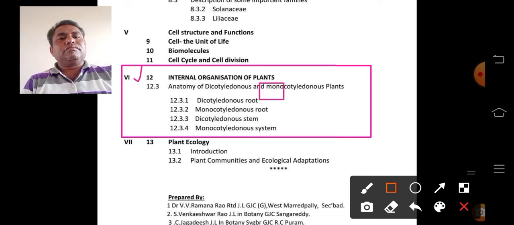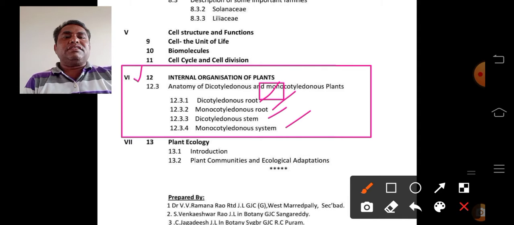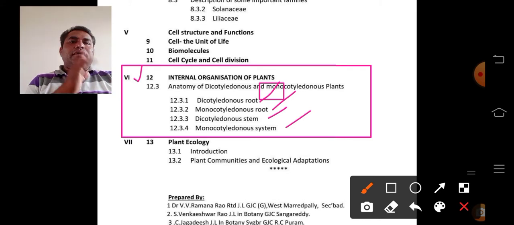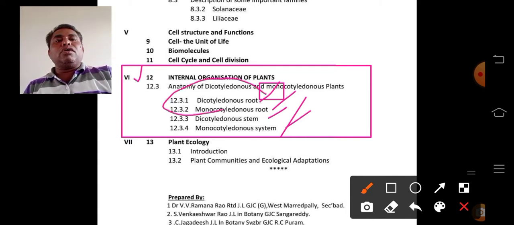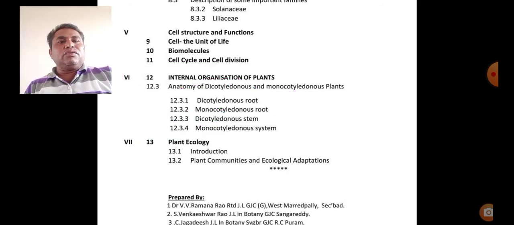four topics: dicotyledonous root, monocotyledonous root, dicotyledonous stem and monocotyledonous stem. You have to keep that in your mind here. So let us go through them one after another. Now we are going to discuss the dicotyledonous root. So let us go to that.